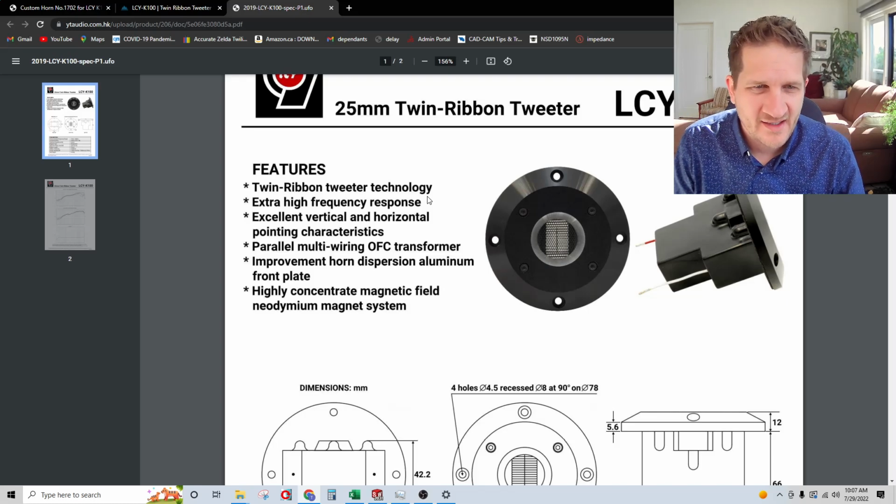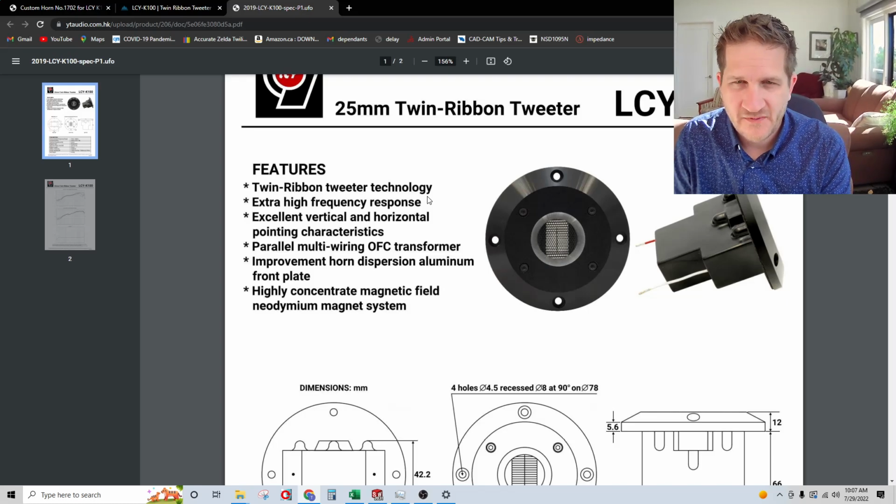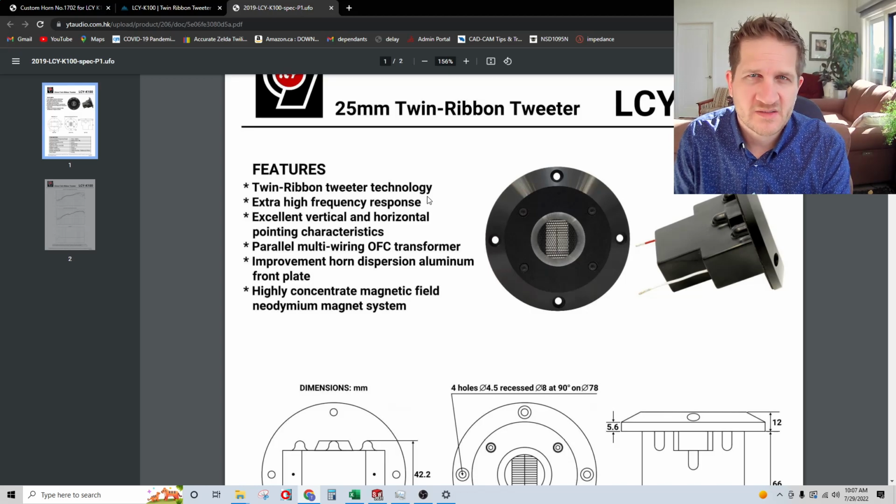Hey everyone, welcome back. In this video, I'd like to feature a tweeter that a customer had sent to me, and they wanted me to design and build a horn that would replace the existing tweeter bezel on this. So this is the LCY K100 pure ribbon tweeter, and it's a very small ribbon tweeter. It measures only 25 millimeters tall on the diaphragm.